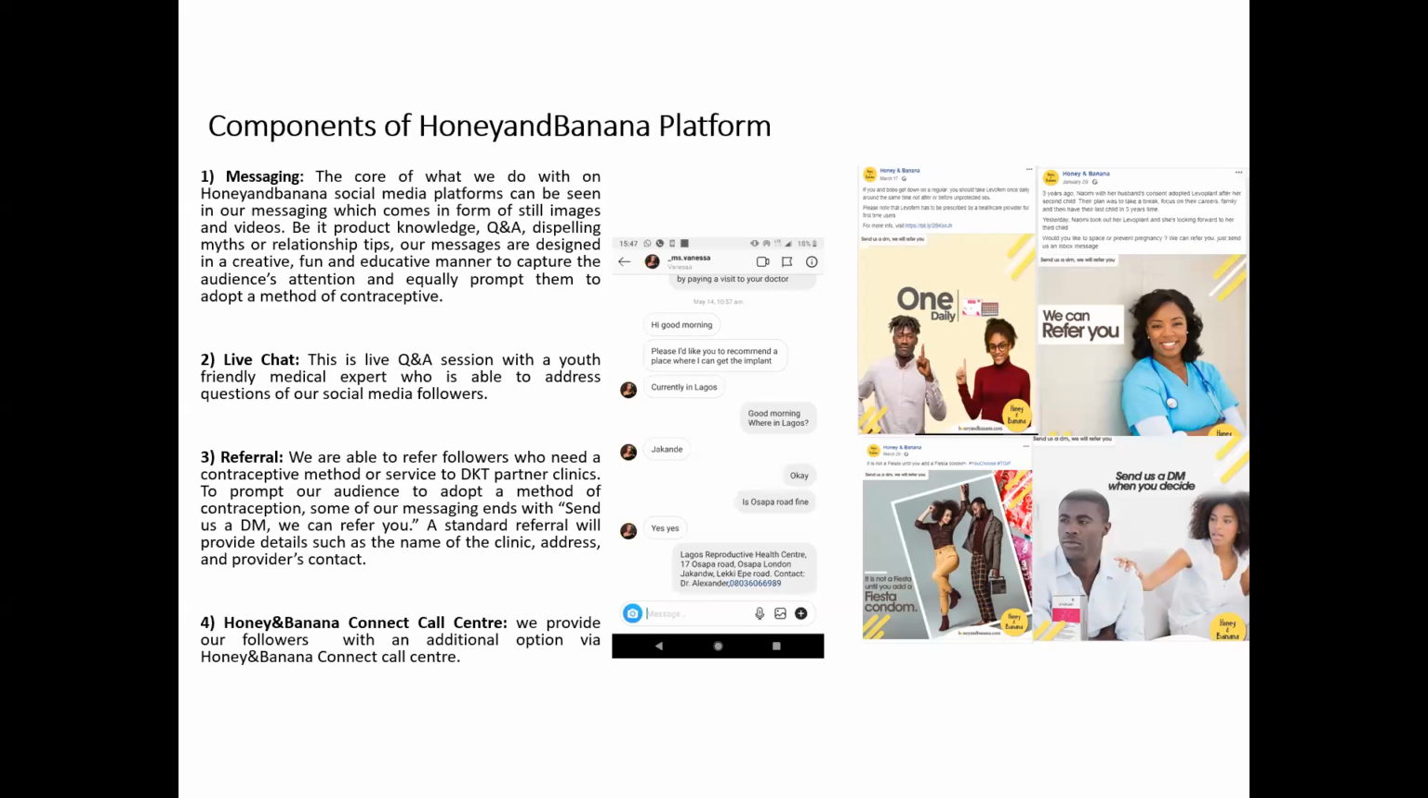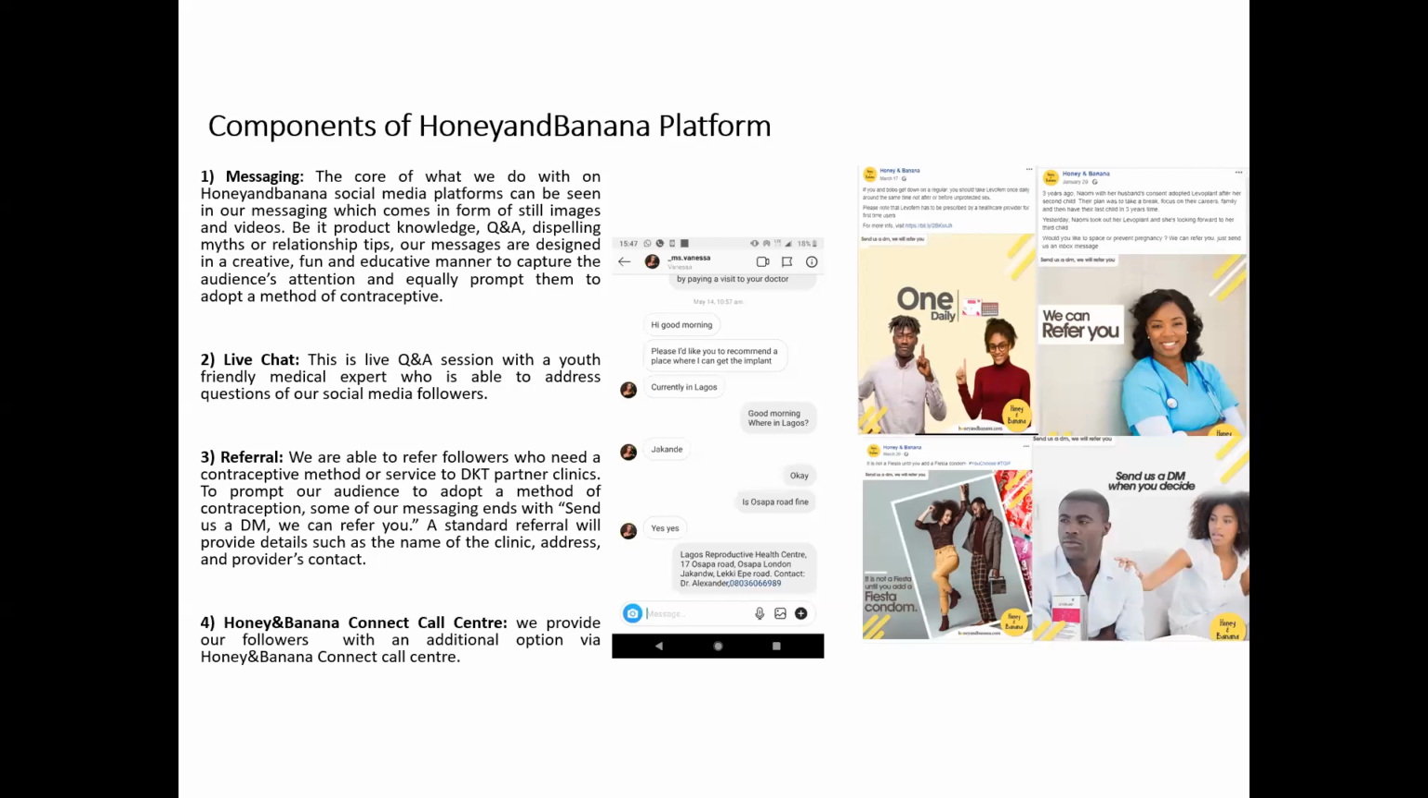Then for the referrals, what we do here is to link our followers to DKT partner clinics where they can get products and services. And then also, we promote the Honey and Banana Connect call center as an additional option. Here, this helps both our offline audience and our online audience to get contraceptive services.